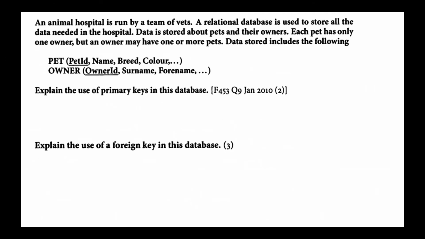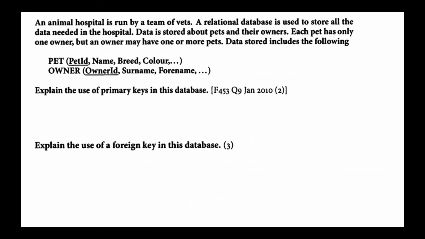An animal hospital is run by a team of vets. A relationship diagram is used to store all the data needed in a hospital. Data is stored about pets and their owners. Each pet has only one owner, but an owner may have one or more pets. Okay, so explain the use of primary keys in this database.